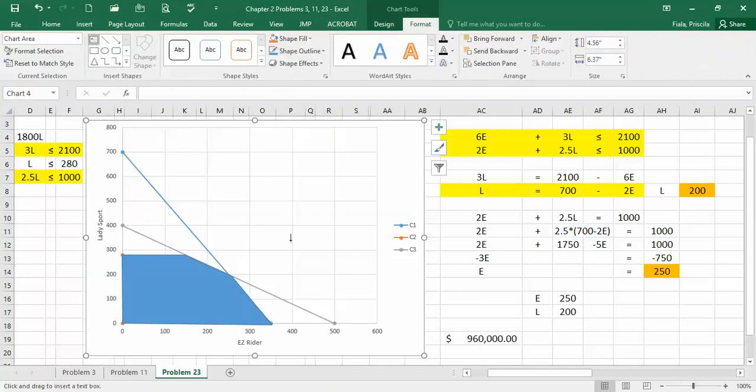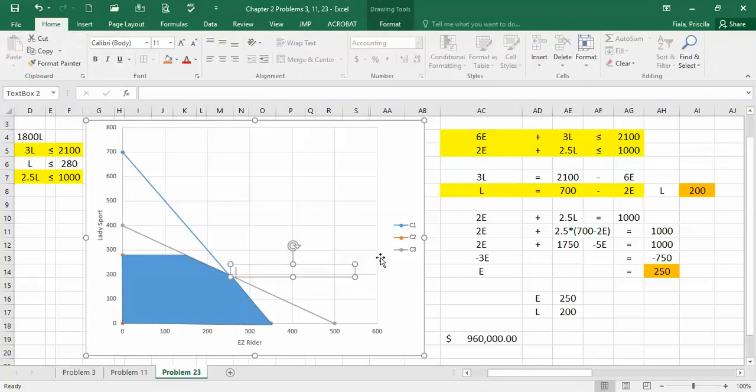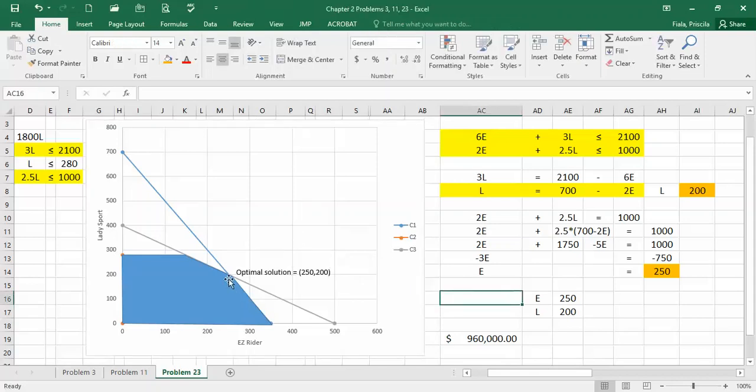which you could go ahead if you want and insert a text box right here, and you could put that your optimal solution is equal to 250 and 200. Your E first and then your L, this point over here, or you can just put, you don't have to, I'm just showing you.